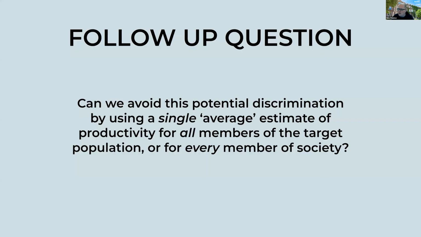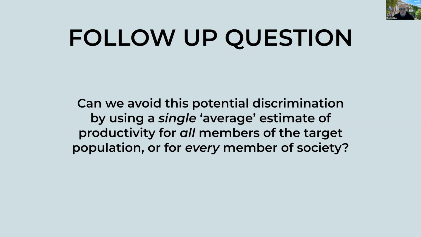But many of you will be thinking, well, hang on a moment. We don't actually do economic evaluation on the level of the individual, right? If two people show up at the emergency room, no one's doing an economic evaluation of those two individuals. The economic evaluations that CADTH considers are done at the subgroup level, right? And so is it possible to avoid this potential discrimination by using a single average estimate of productivity for all members of the target population or for every member of society?